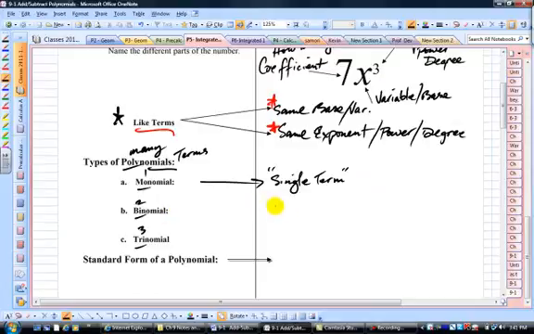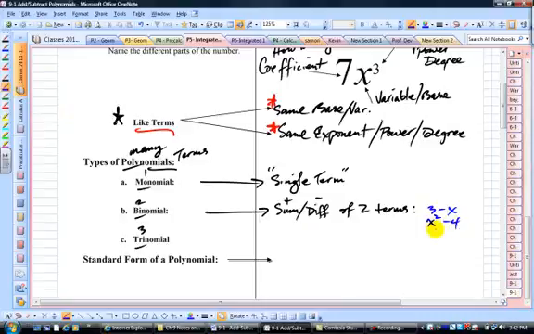A binomial is the sum or difference of two terms. Okay, it's either a sum or a difference, either adding or subtracting of two terms. Let me give you some examples on that. One example of a binomial would be 3 minus x. That's the difference of two terms. Or x squared minus 4, that'd be another example.